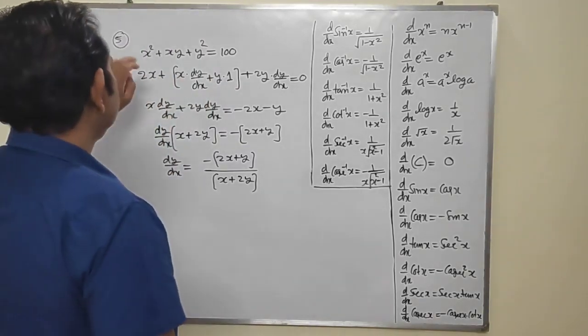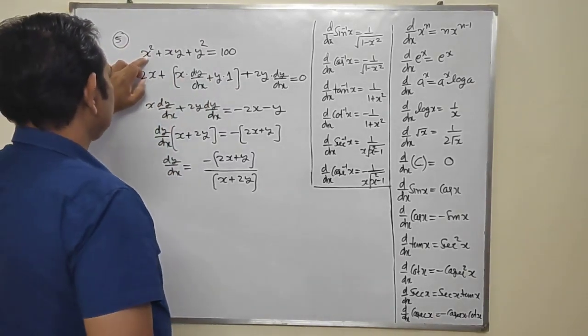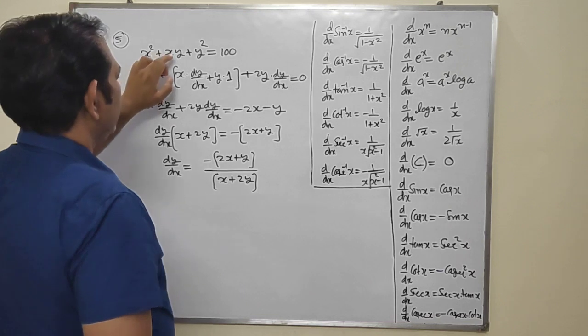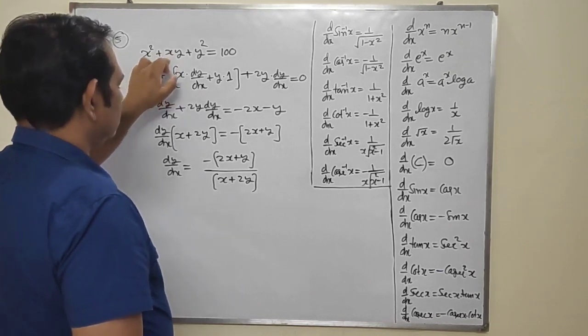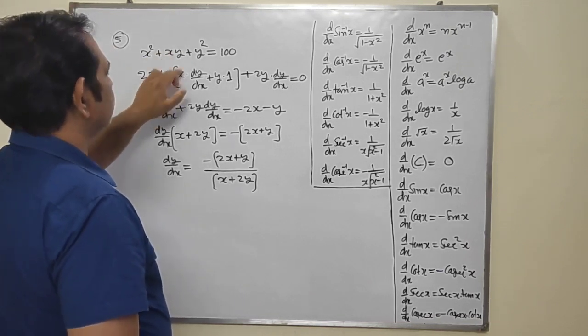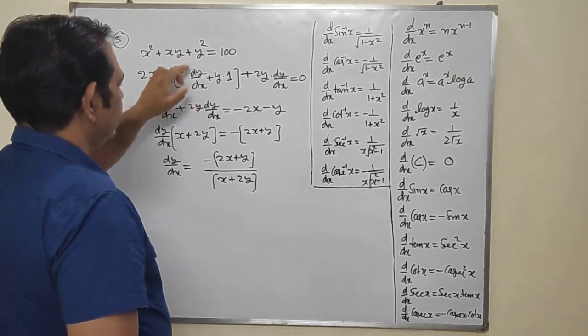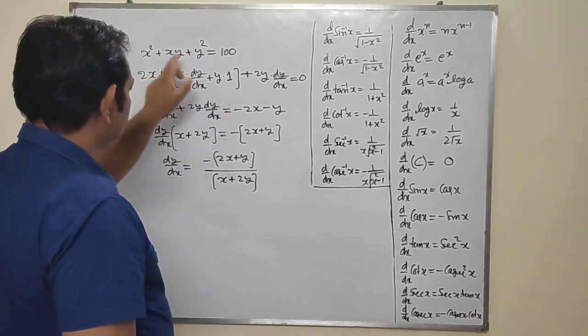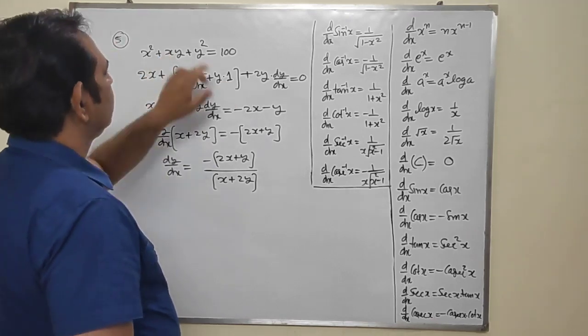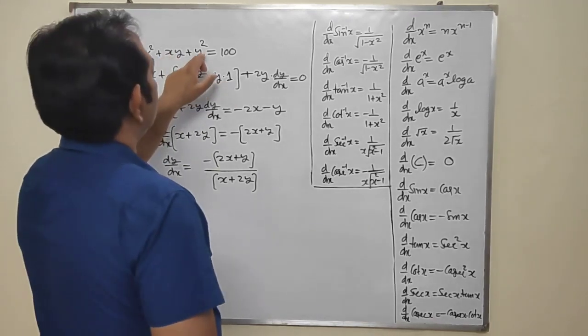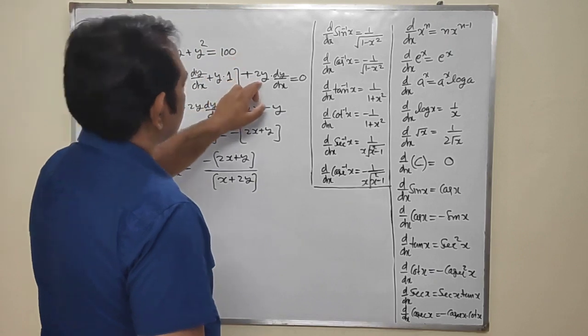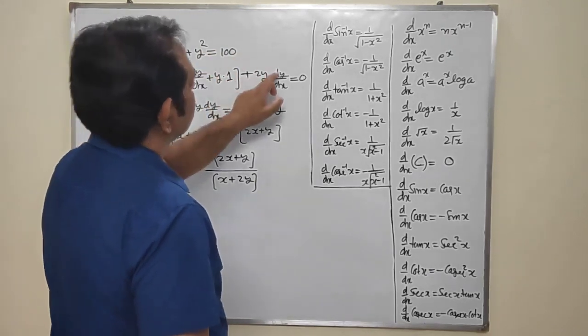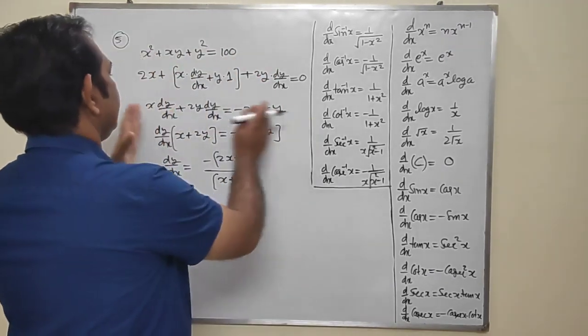Now repeating once again, differentiation of x square is 2x, and for xy you can apply the product rule: x into differentiation of y, that is dy by dx, plus y and differentiation of first, that is 1. Similarly, differentiation of y square is 2y and differentiation of y is dy by dx. Now separate dy by dx.